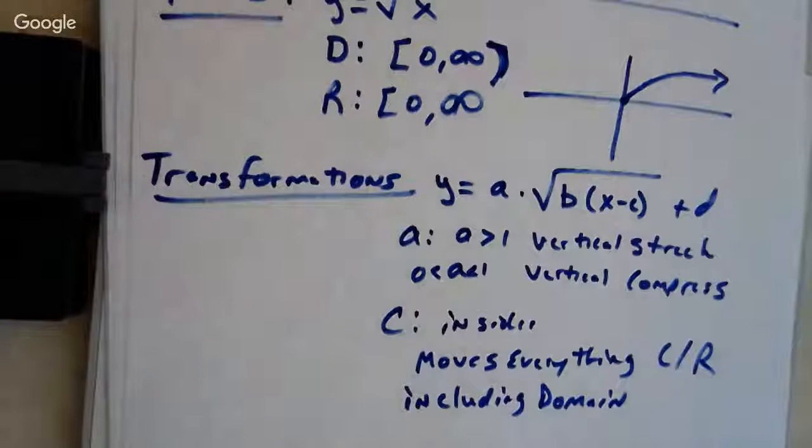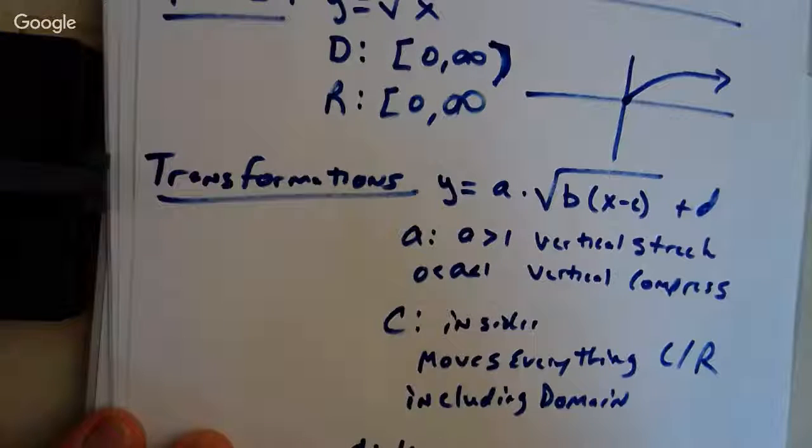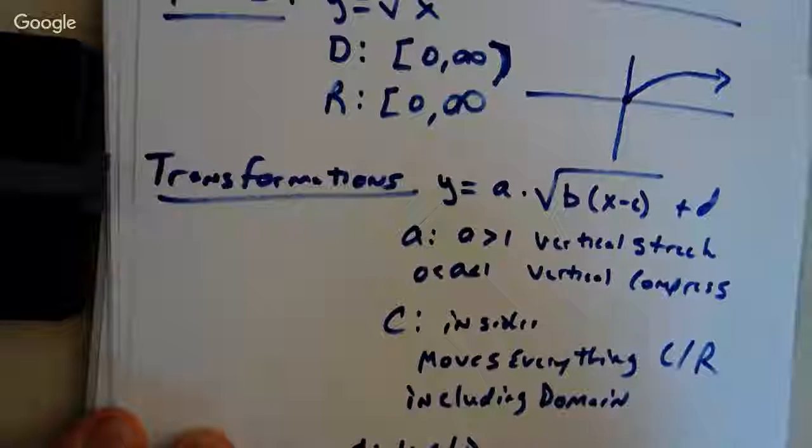So in other words, if your domain is normally 0 to infinity and you move everything to the right 5, now it's 5 to infinity. Right on, Savannah. d moves everything up or down, including the range.